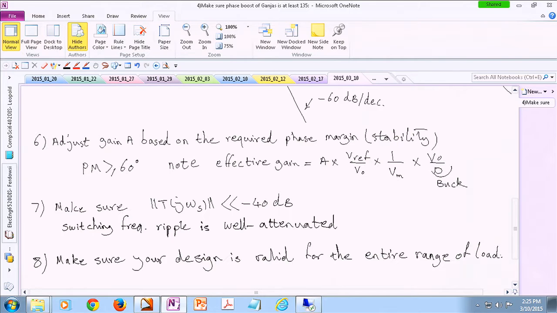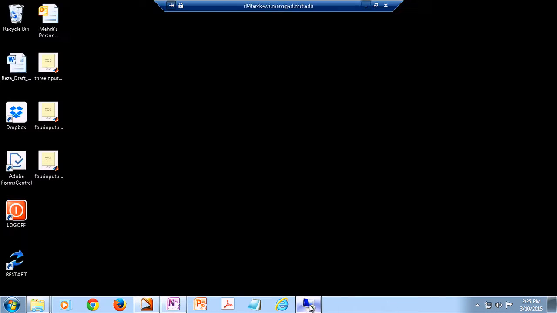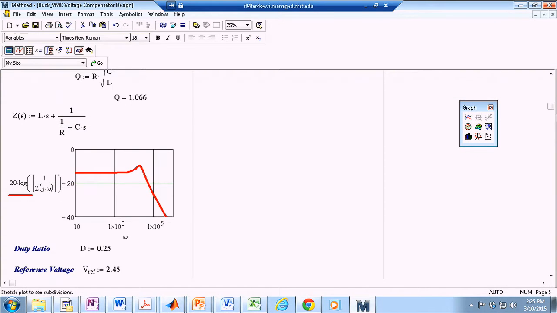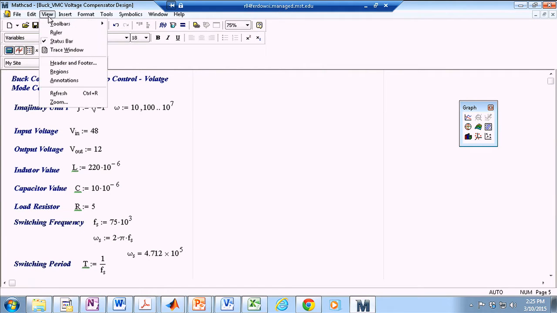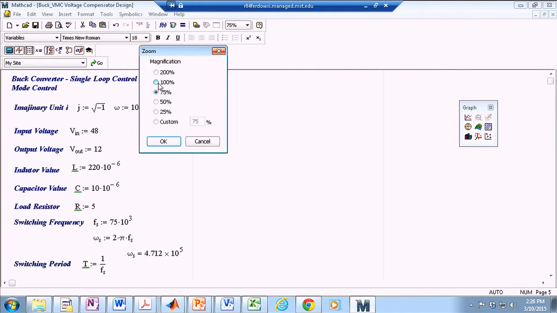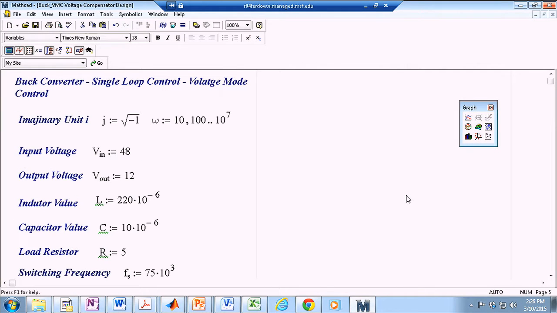All right, to make things clear, now we are going to take a look at a design example. This is a MathCAD-based file that I've already prepared. I believe it is not on Blackboard yet, so I have to put it on Blackboard. But anyway, we are looking at the design for the buck converter. Let me make it a little bit larger. Okay. So we are looking at the compensation design procedure for the buck topology.